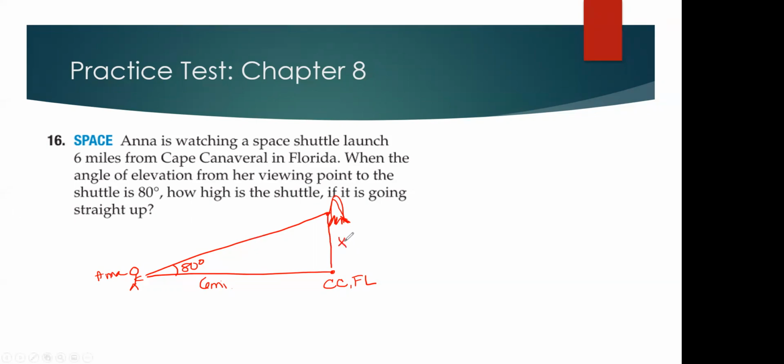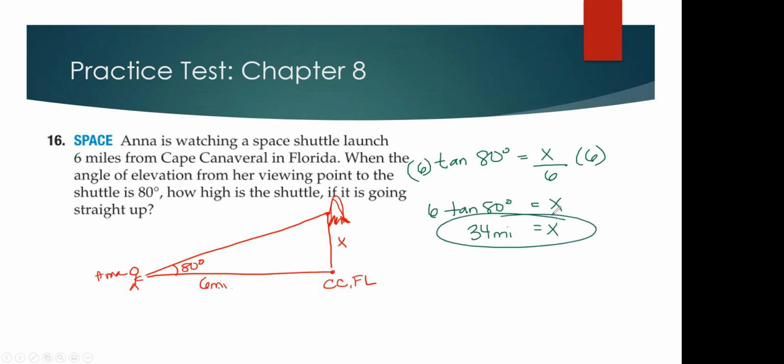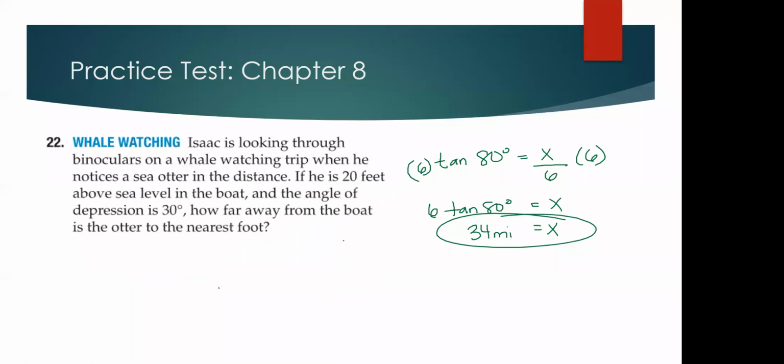So we've got the opposite over the adjacent. So the tangent of 80 degrees is equal to x over 6. Then we would multiply both sides of our equation by 6, so we have 6 times the tangent of 80 is equal to x. Type that in a calculator, and you end up getting pretty close to 34, and this is miles. So you've got to be able to draw that picture accurately.